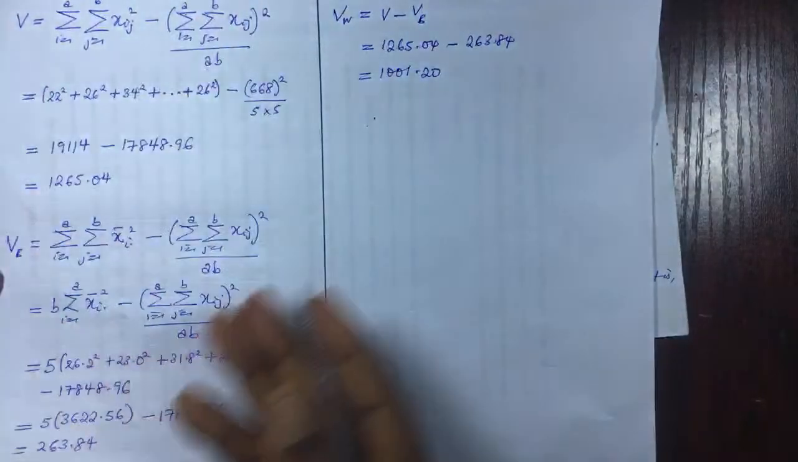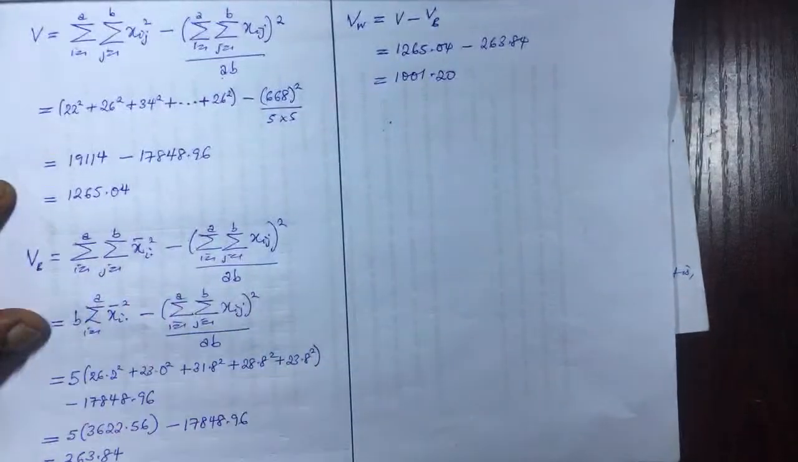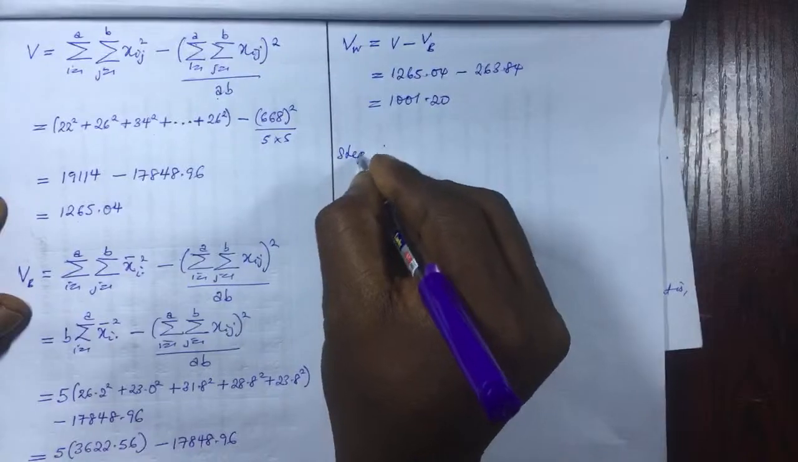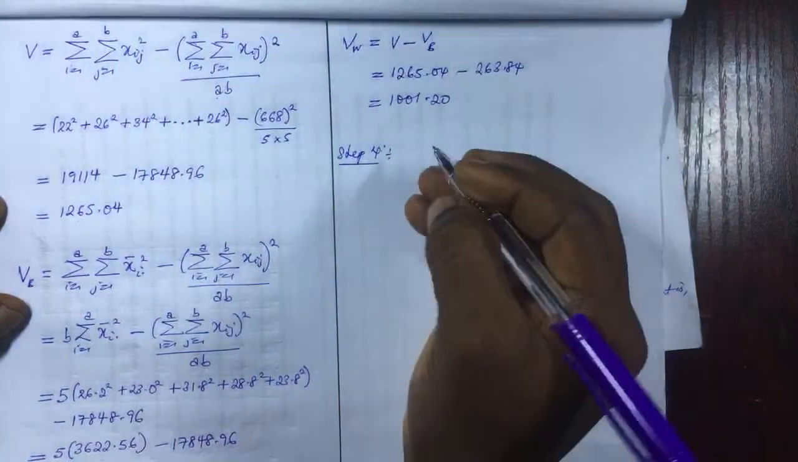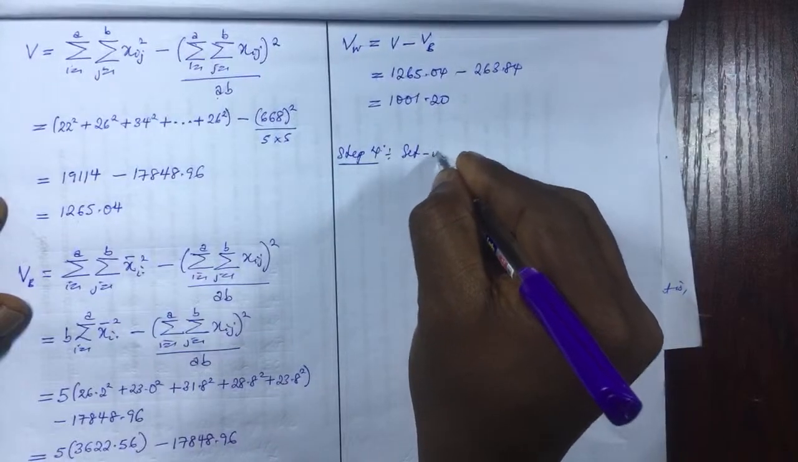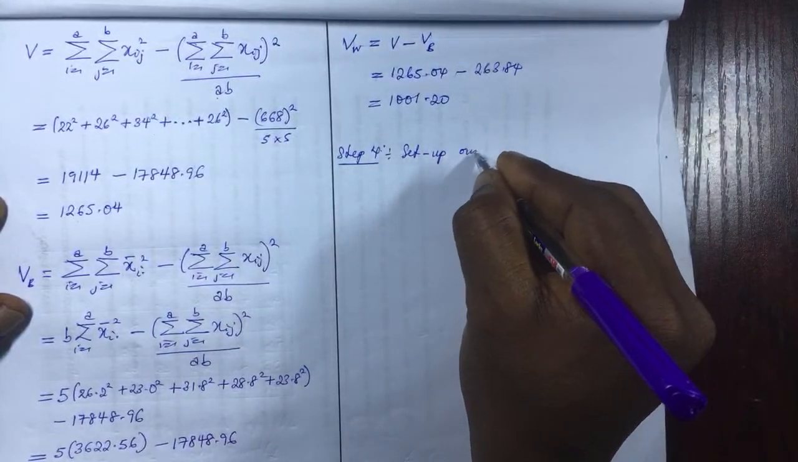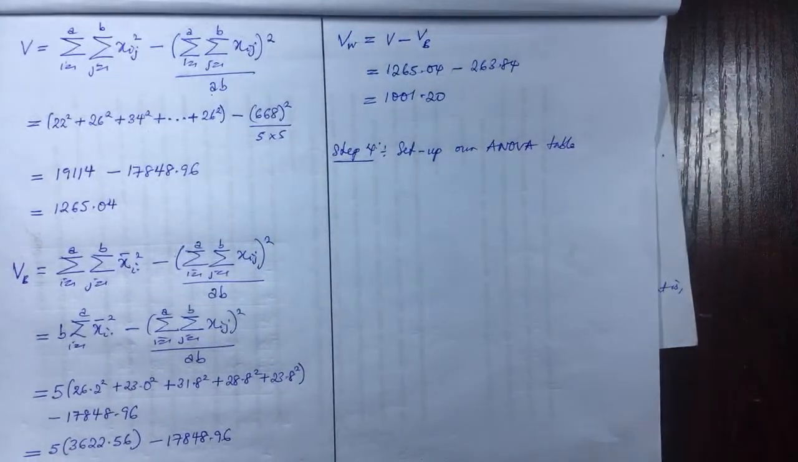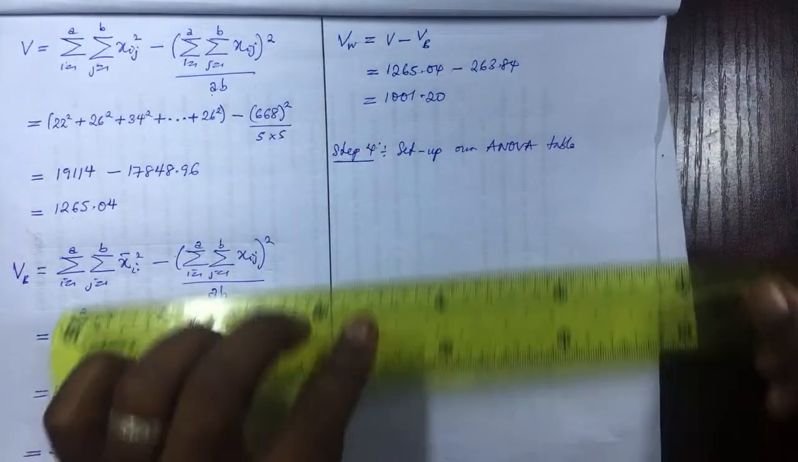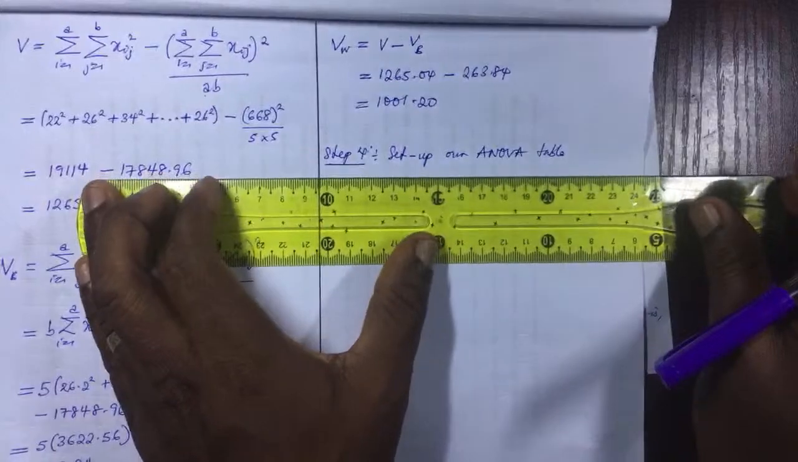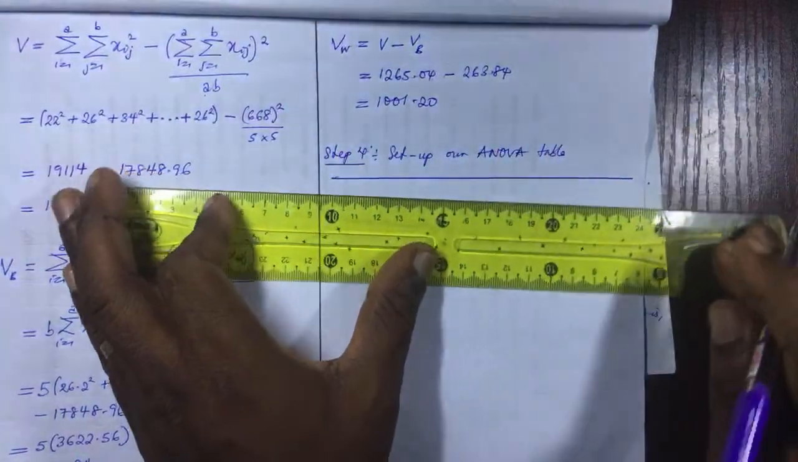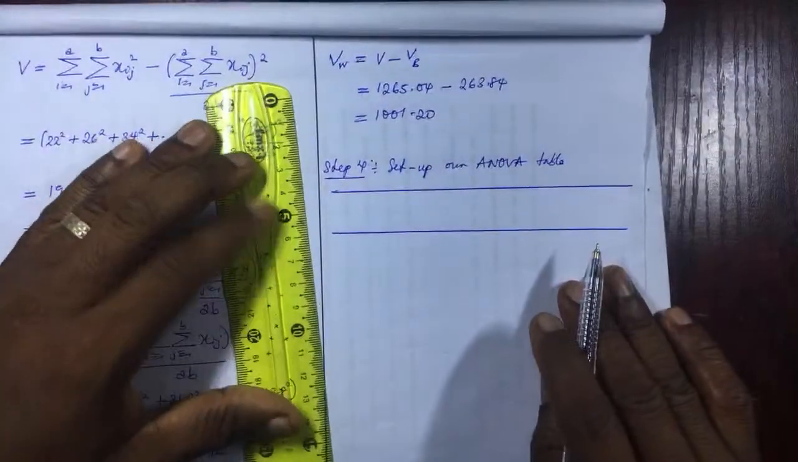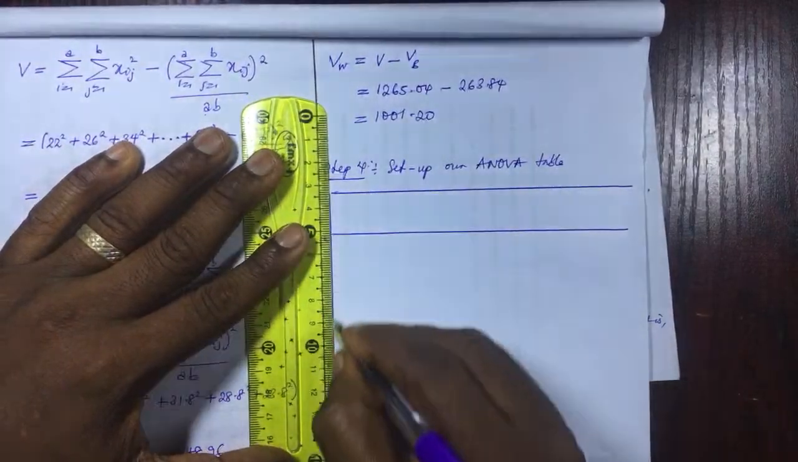And once you are done getting all your sum of squares, we've now gotten our V, we've gotten our VB, we've gotten our VW. So what next? The next step you take is step 4. So what is step 4? In step 4, we set up our Anova table. So quickly, I'm going to set up my Anova table as follows. Please take note, what should make up your Anova table are 5 major columns.